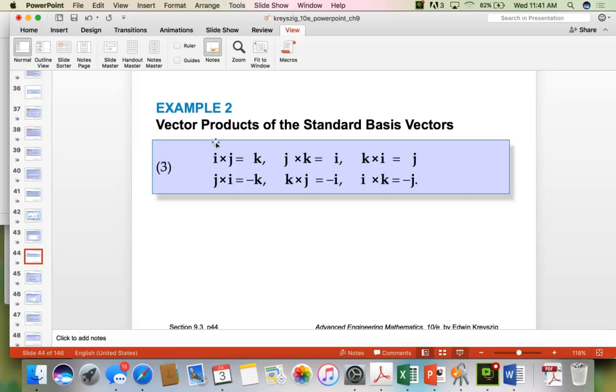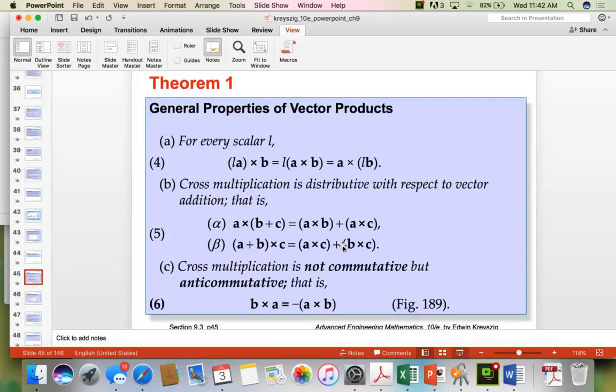Here are some vector products, or cross products, of standard basis vectors for rectangular coordinate systems. So you have i cross j is equal to k. Notice if you reverse the order of the cross product, you will get negative k. Unlike the dot product, the vector product is order dependent. So i cross j, or a cross b, is not equal to b cross a. There will be a change in the sign of the result.